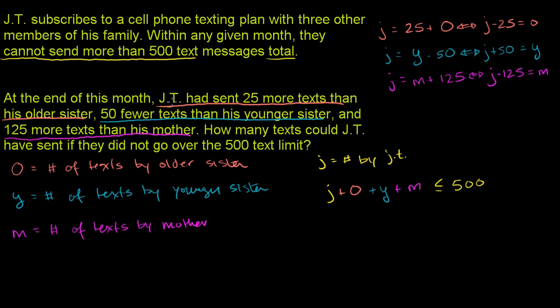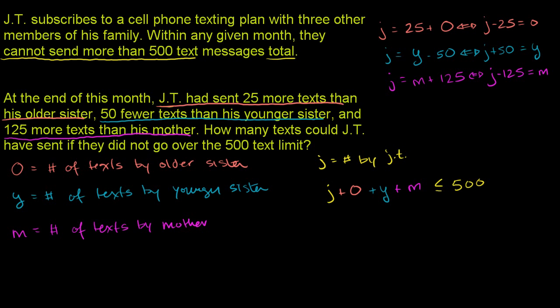And we could have gone straight here. This first statement, JT had sent 25 more texts than his older sister. So if you take the number of texts JT sent, subtract 25, you'd get the number of texts by his older sister. That is an O for older. Likewise, he sent 50 fewer texts than his younger sister, so if you take the number of texts he sent and add 50 to it, you get how many his younger sister had sent. And finally, he sent 125 more than his mother, so if you take JT's texts and take out 125, that's how many his mother sent.